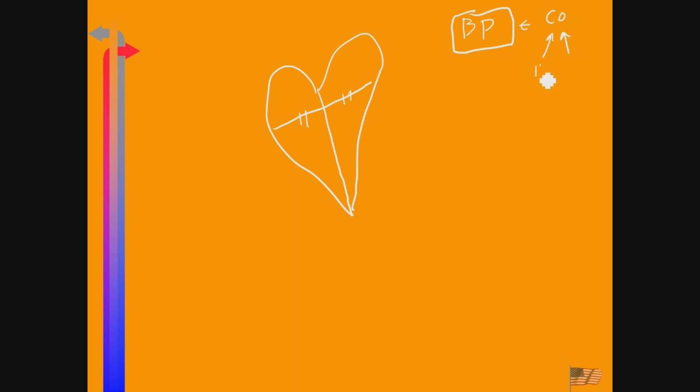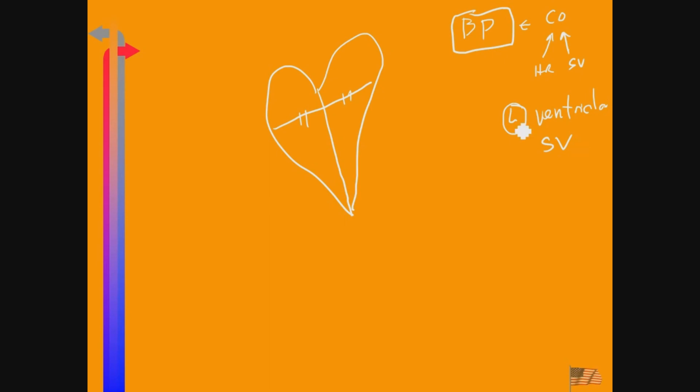Here's my heart. Four chambers, right? If I'm really interested in systemic blood pressure, what we measure in our arm, I know that part of what influences this is cardiac output. And what influences cardiac output is heart rate and stroke volume. So really what we're interested in is left ventricular stroke volume, because that's what's going to determine blood pressure.